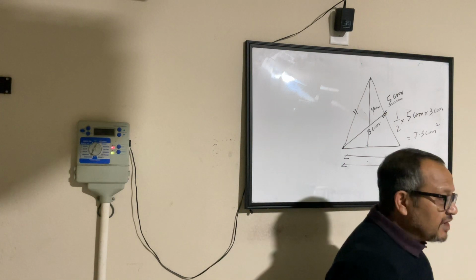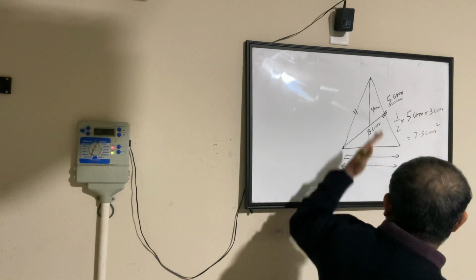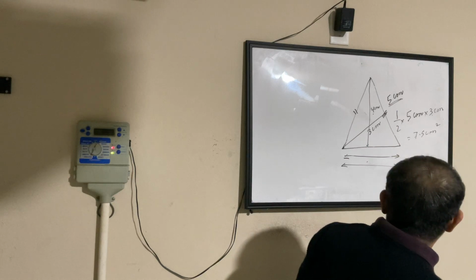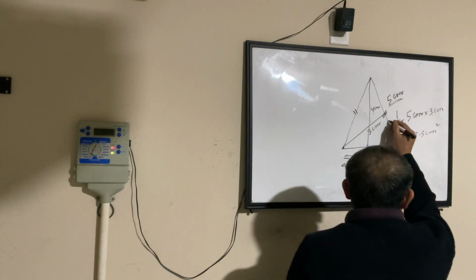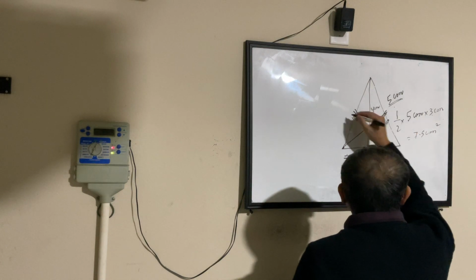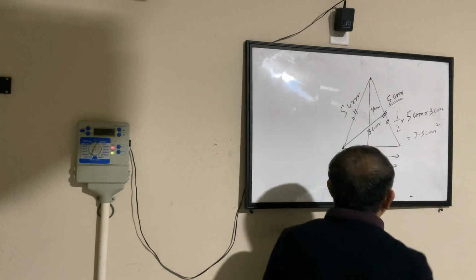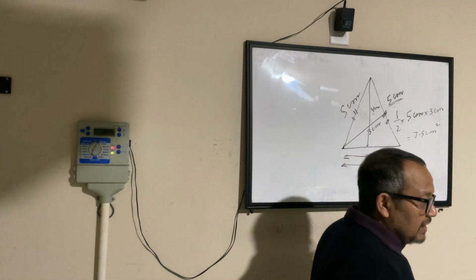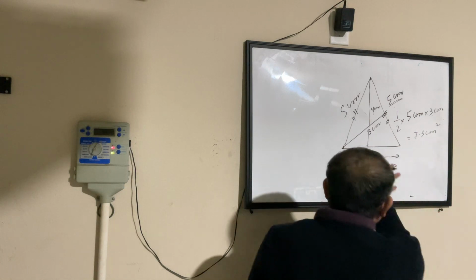Now I am saying that find out the perimeter. What do you need for a perimeter? You need all the 3 sides. You know this side and you know this side because this is an isosceles triangle. So this is 5, this is also 5 centimeter. Okay. Now I am saying find out this length.